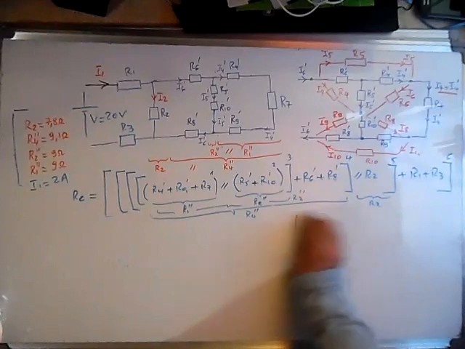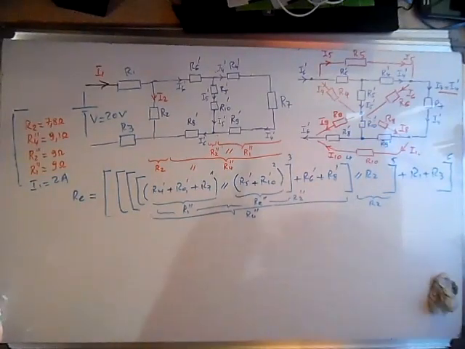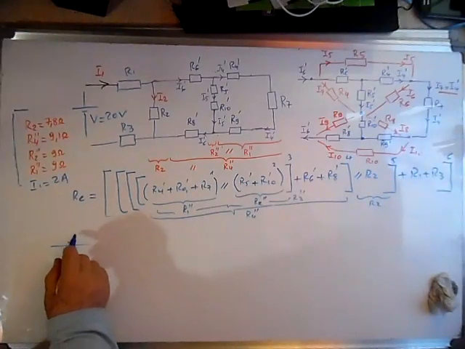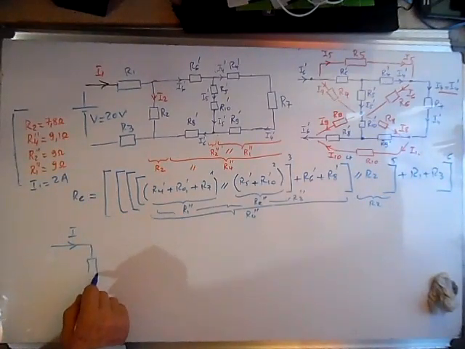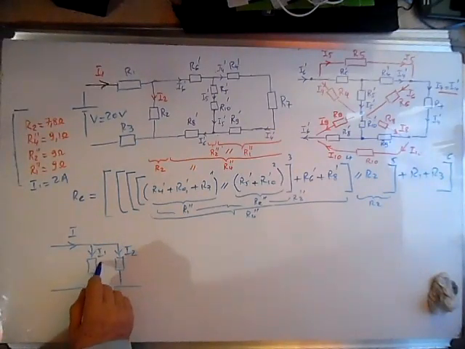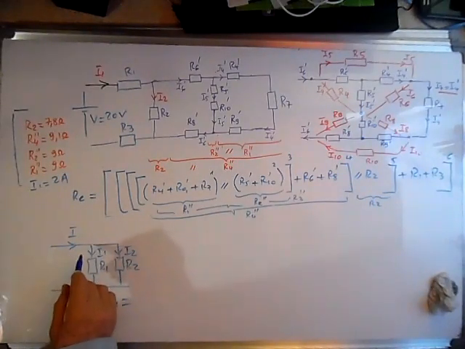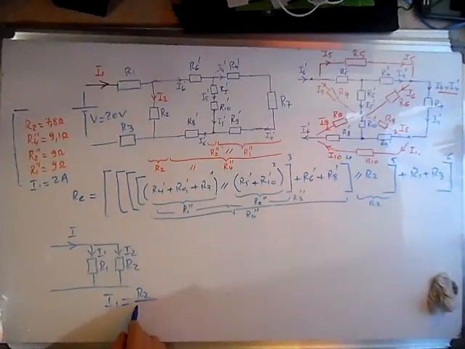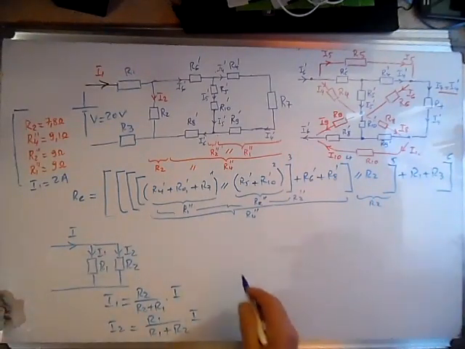Let's calculate now. Let's use the current divider method. Remember that if we have two resistors in parallel, R1 and R2, with currents I1 and I2, we can calculate I1 in function of the main current. It's R2 over R2 plus R1 times the main current, and I2 is R1 over R1 plus R2 times I. So it means that we can use this method to calculate.